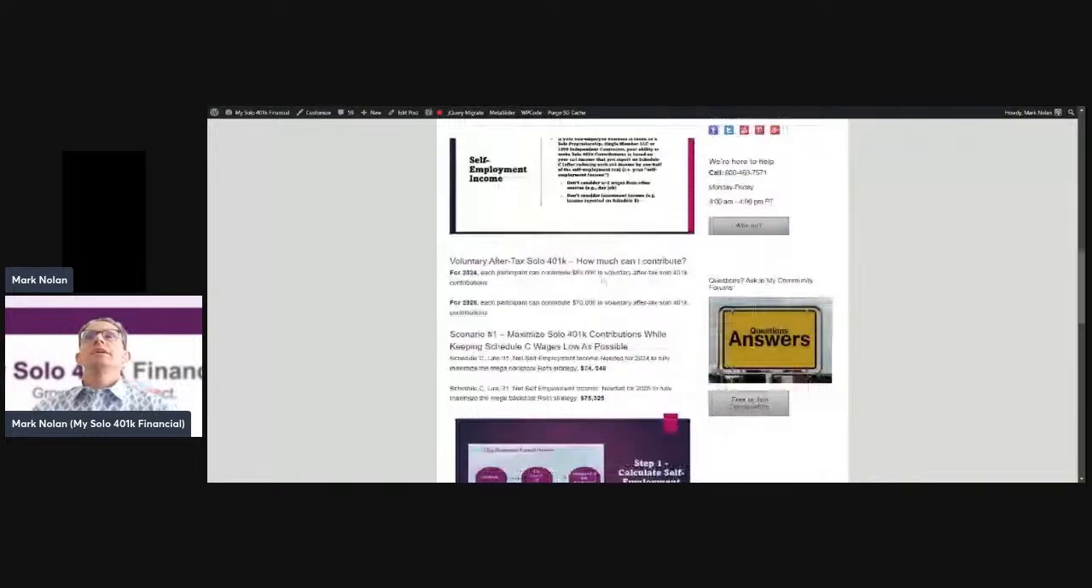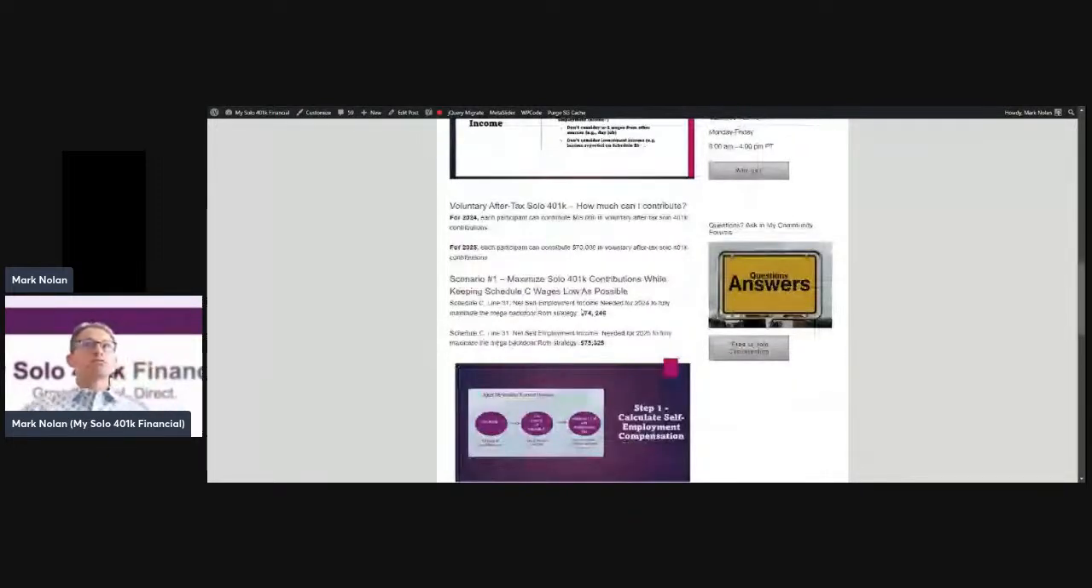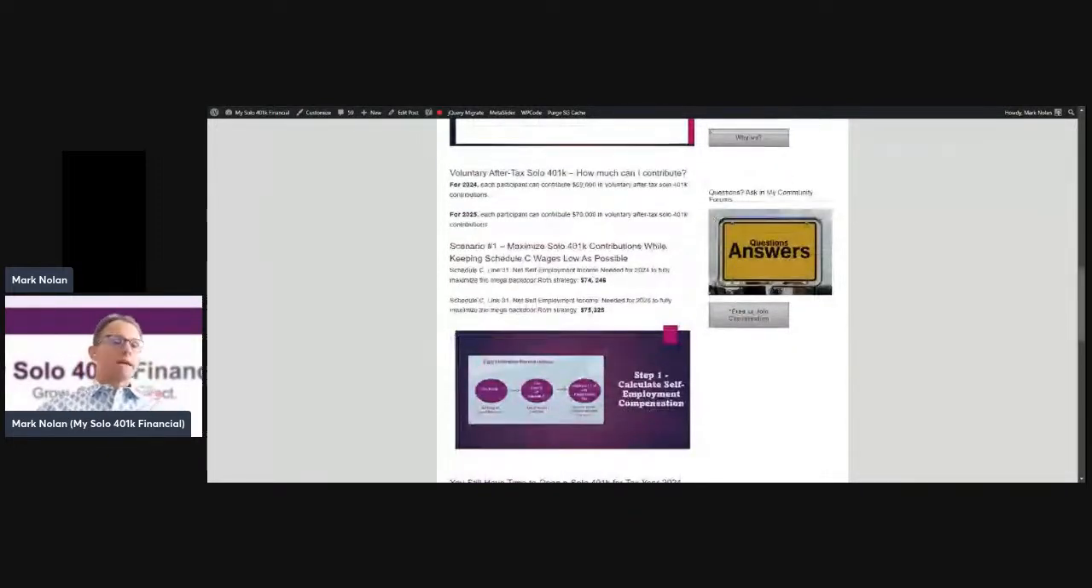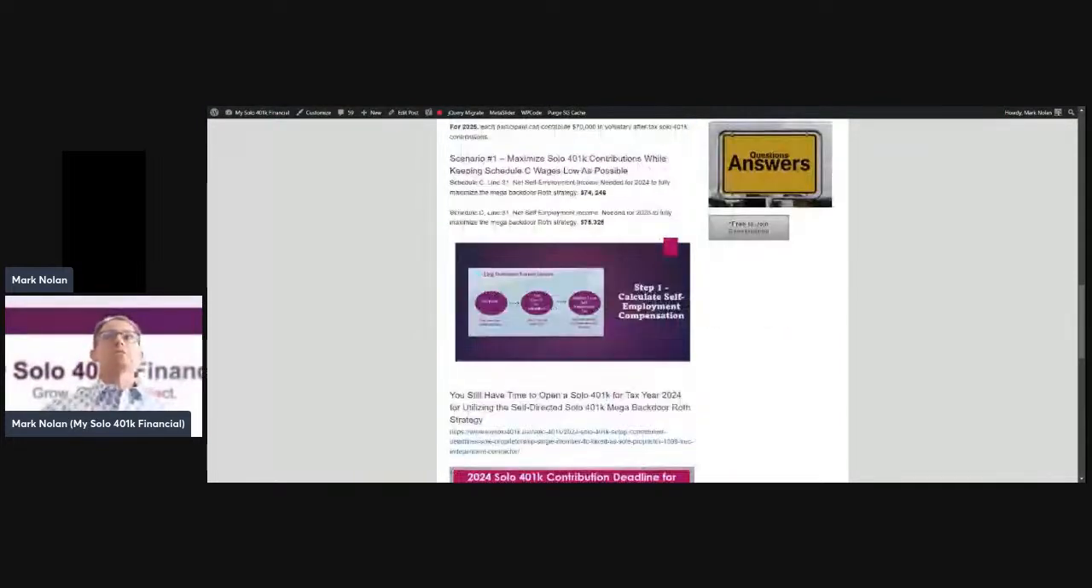Okay, let's keep moving on here. So as we discussed, for 2024, the maximum overall contribution is $69,000, and that entire $69,000 can be deposited to the voluntary after-tax solo 401k bucket and then converted to the Roth solo 401k. For 2025, it increased by $1,000 to $70,000. So now we're going to go to our calculator and do an example here. So first we're going to do an example for tax year 2024.